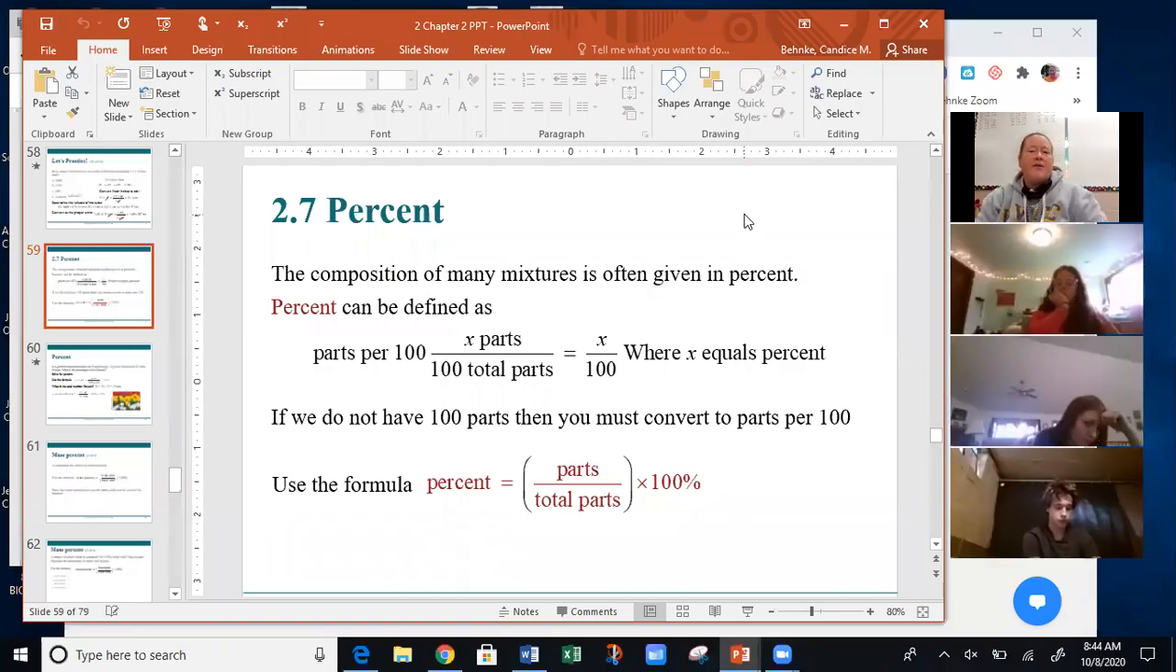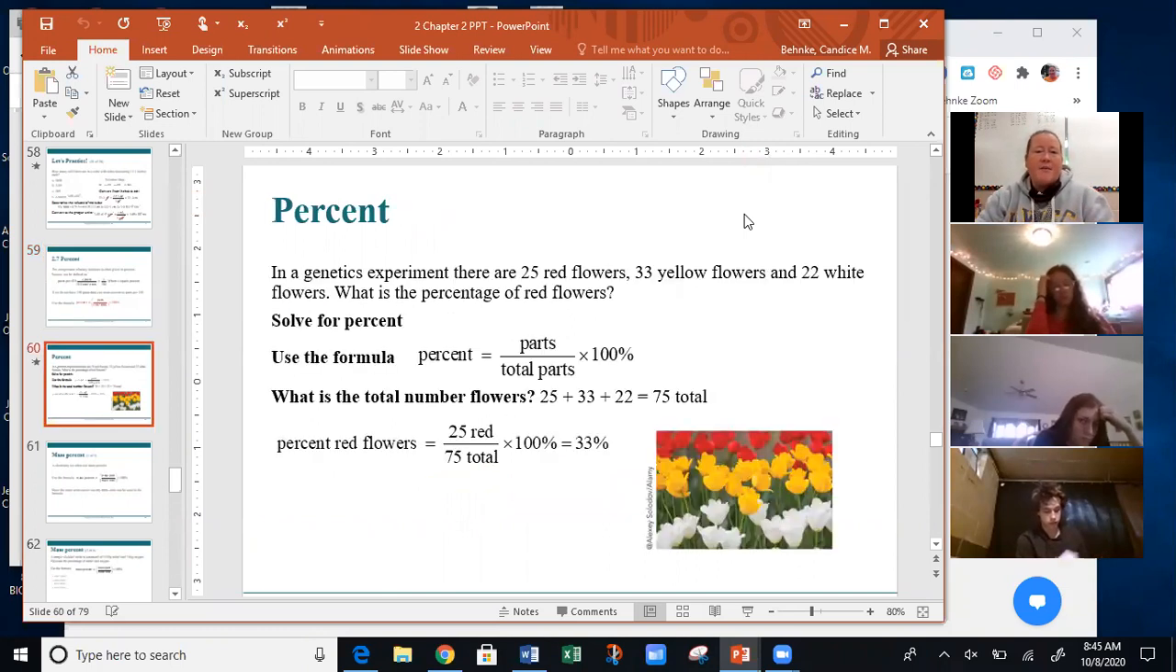So today we're going to talk about percent, and you guys, for the most part at this point, I think are pretty familiar with the concept of percent. It involves taking the number of parts divided by the total parts of whatever it is that you're looking at times 100.